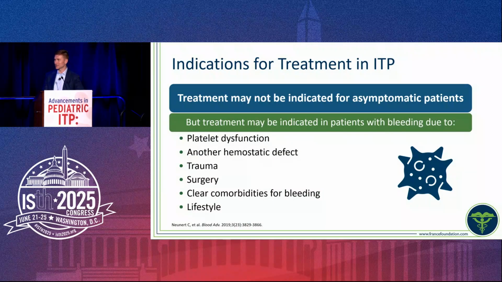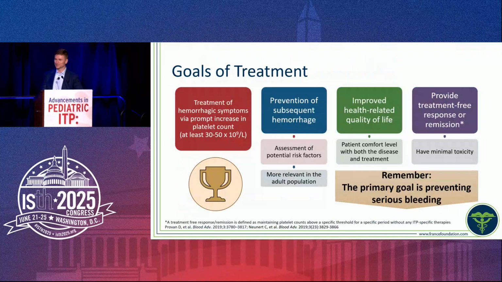So let's talk about indication for treatment in ITP. In asymptomatic patients, treatment may not be indicated, and observation may be the most appropriate management step. But sometimes treatment may be indicated in patients with bleeding because there's another risk, for example platelet dysfunction, another hemostatic defect, recent trauma or recent surgery, or clear comorbidities for bleeding or lifestyle. So a rambunctious toddler that has older siblings knocking them around may be influencing your decision to treat, versus a child who is very quiet and enjoys reading books.